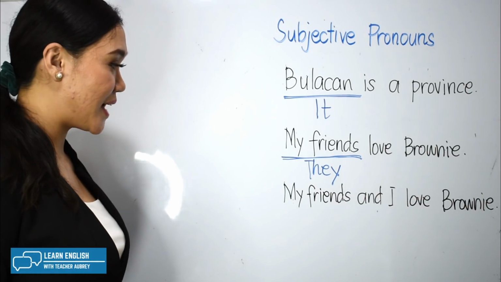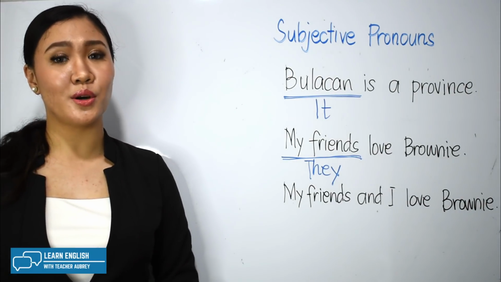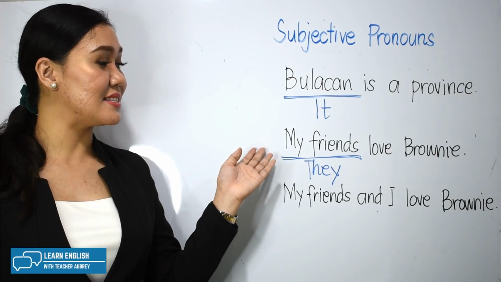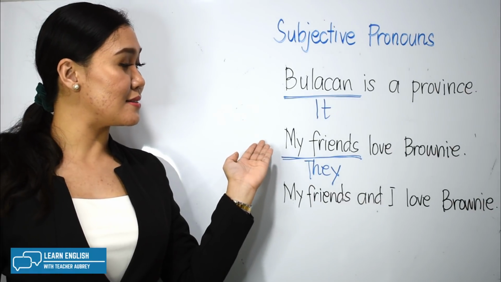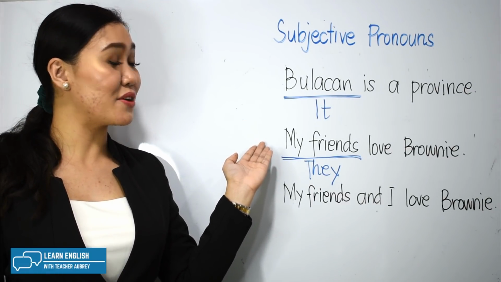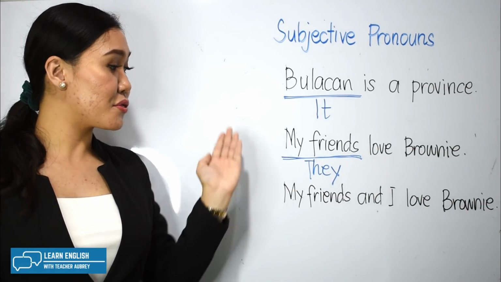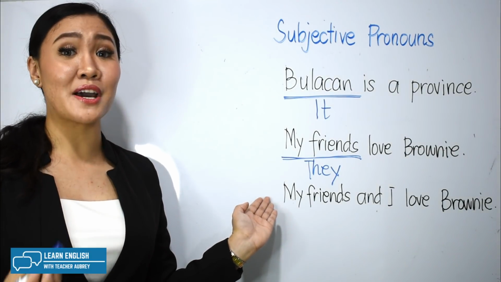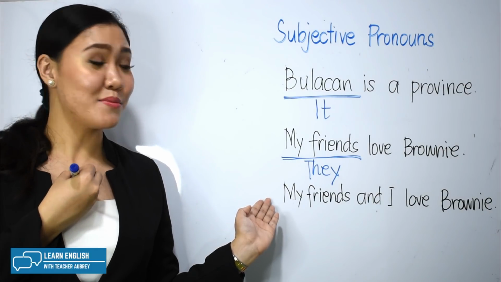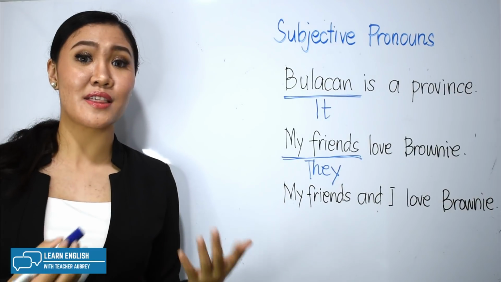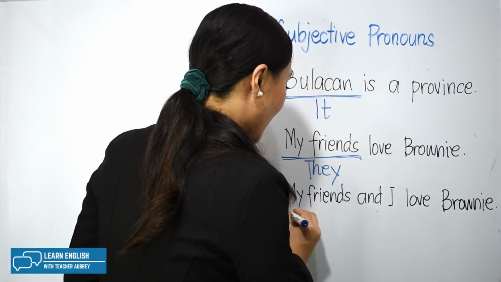And for the last one, we have my friends and I love Brownie. As you could notice, it is almost the same as the second sentence. The only difference is that in the second sentence, it is only my friends who are involved in loving Brownie. But in the third sentence, aside from my friends, I also belong to them. I am already together with them. So the subjects we have here are my friends and I.